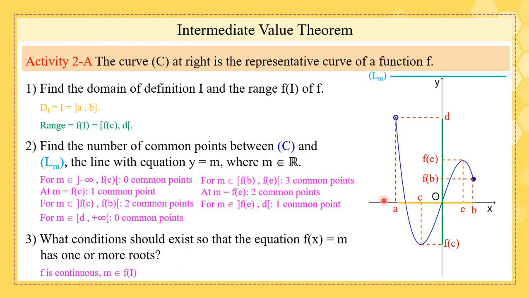You see, if m belongs to f of I, it means somewhere here on the green segment, you can see that f of x equals m has one or more roots. Otherwise, if m doesn't belong to the green part, which is here, I mean it's somewhere here or somewhere downward, we can see that the line Lm doesn't cut the curve, and this is very logical.